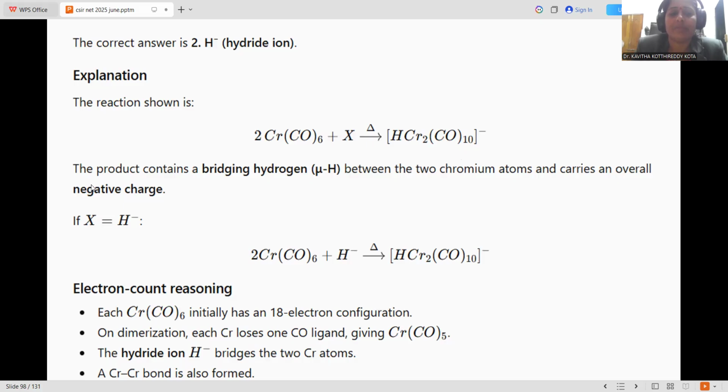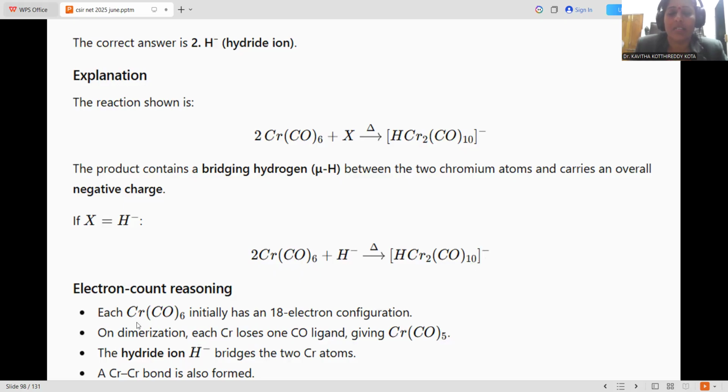During the reaction, the product contains a bridging hydrogen that is called mu hydrogen. Always, bridging ligands in coordination complexes are indicated with mu. So mu hydrogen lies between the 2 chromium atoms and carries an overall negative charge. There is a provision for negative charge over the hydrogen, and only then does the complex acquire a negative charge. So from this data simply we can reveal X is equal to H minus, that is hydride. If you write it like that, 2 moles of chromium hexacarbonyl added with hydride ion upon heating gives a dimeric product.